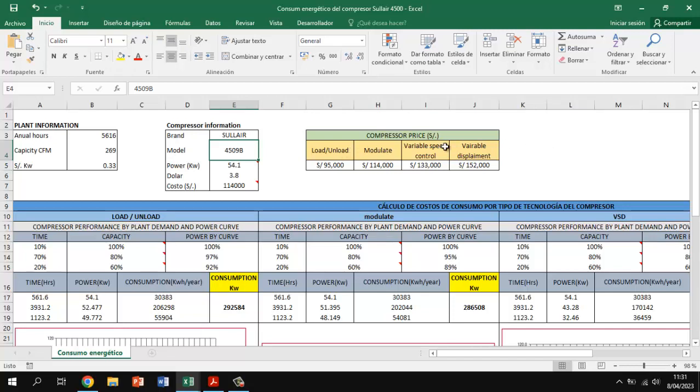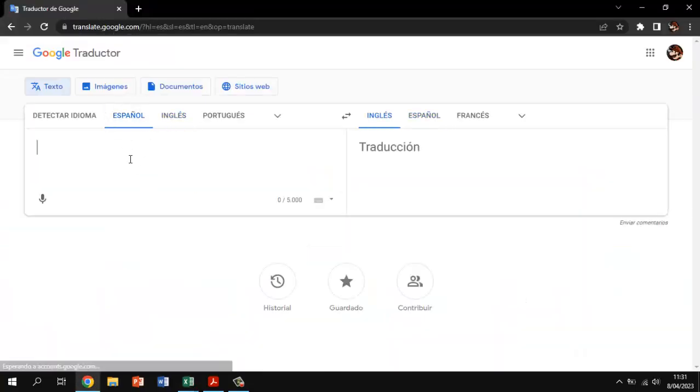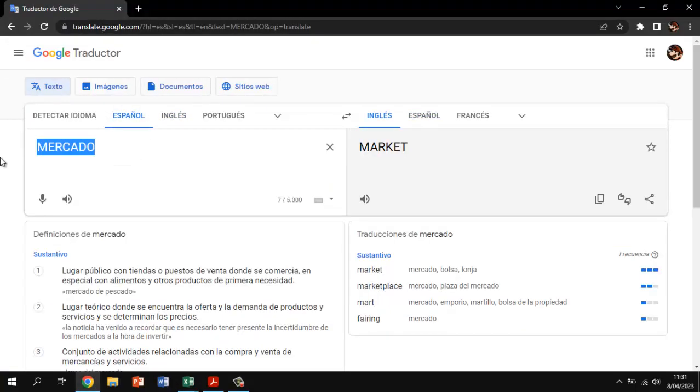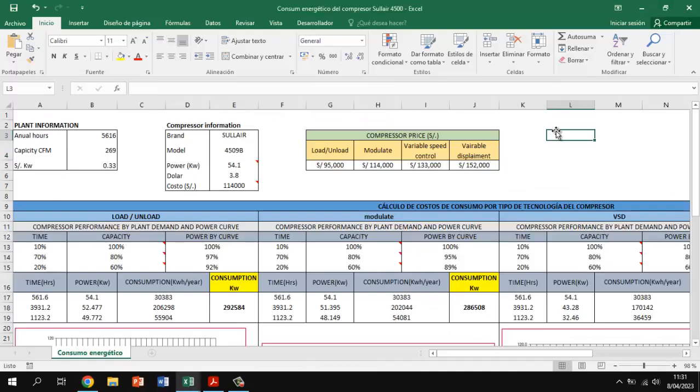In the market we have four different technologies for compressors. We have the load and unload, which is the common one. We have the modulate, the variable speed control, and the variable displacement. So I estimated the modulate, variable speed, and variable displacement prices from this. I'm assuming this is my starting number.